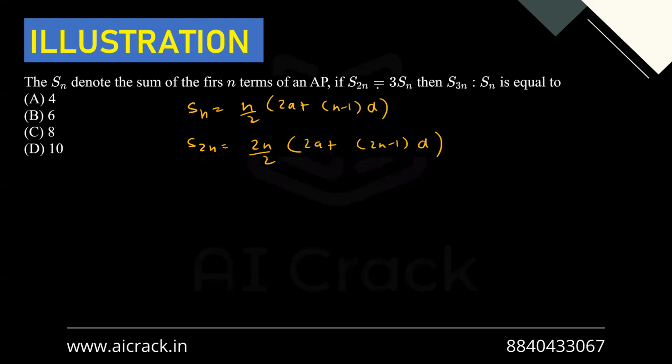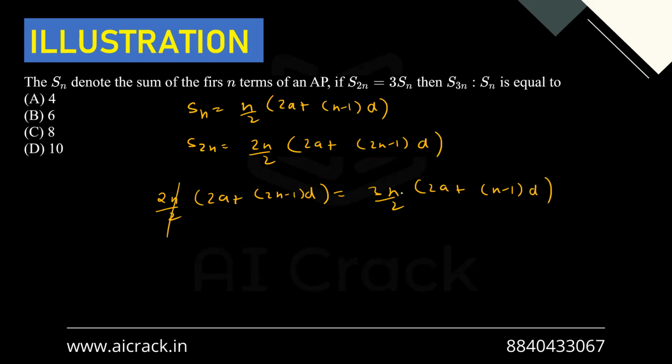Now we have to utilize the given equation, S2n equals 3 times Sn. So basically 2 times n by 2 times 2a plus 2n minus 1 d equals 3 times n by 2 times 2a plus n minus 1 d, that is, 3 times Sn. So n by 2 gets cancelled. So this becomes 4a plus 4nd minus 2d equals 6a plus 3nd minus 3d.